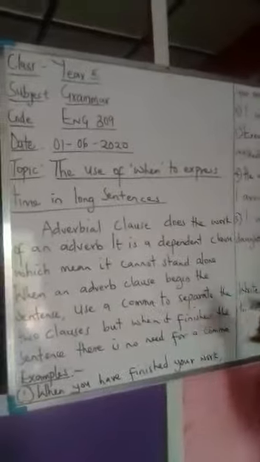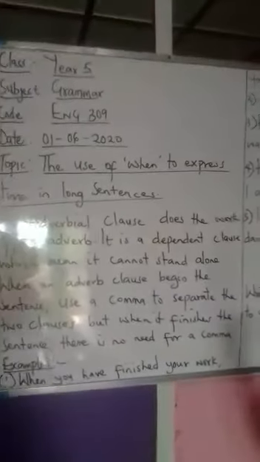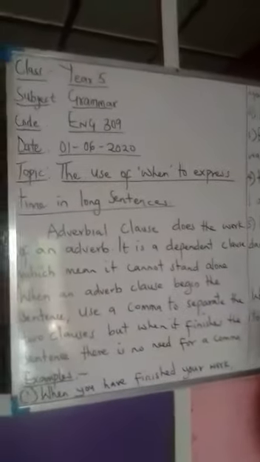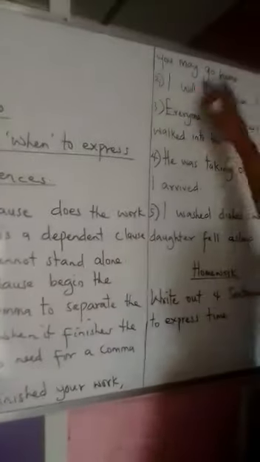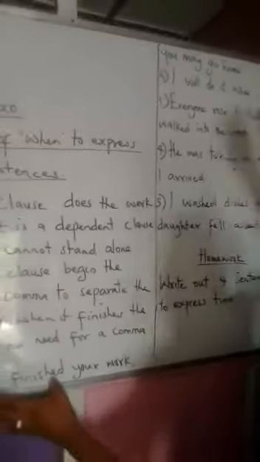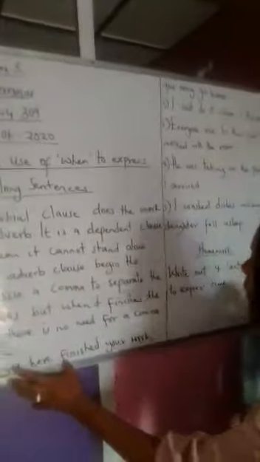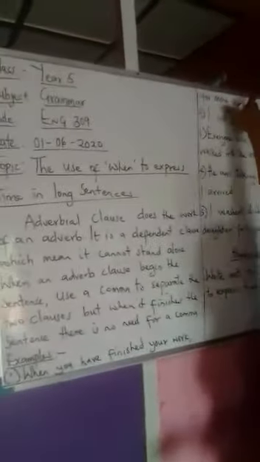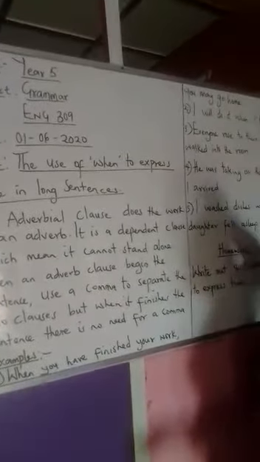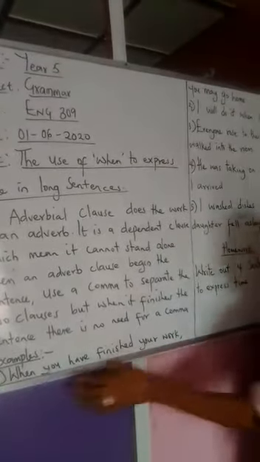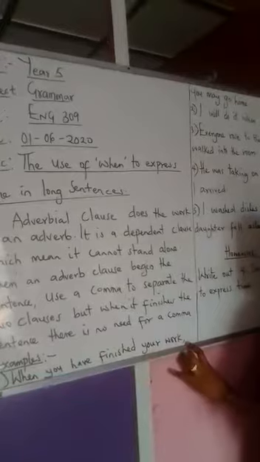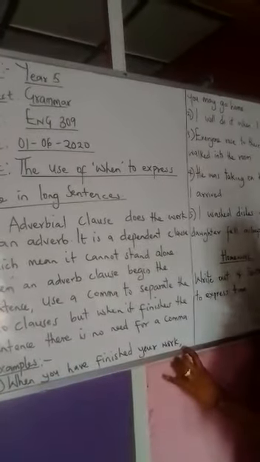When an adverbial clause begins a sentence, you use what? You use a comma to separate the two clauses like this. When you have finished your work, you may go home. These are two clauses. This is a dependent clause, and this is what? An independent clause that can stand on its own. So once the when starts a sentence, you have to use a comma to separate the two clauses.